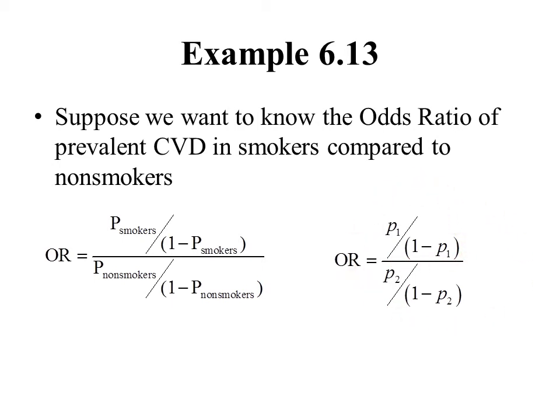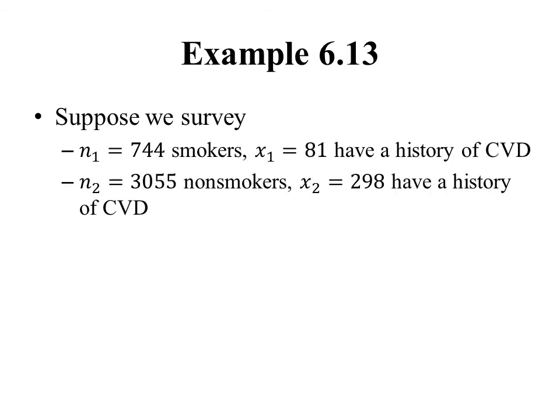Well, as we just pointed out, we're not going to be able to find the exact values of P1 and P2. And so instead we're going to have to try to estimate those based off of sample data and then use that information to estimate the value of the odds ratio.